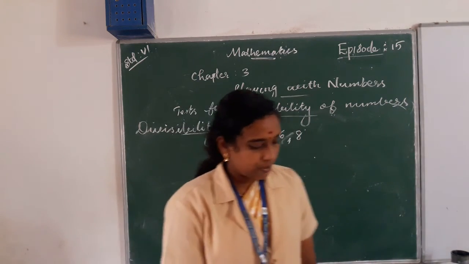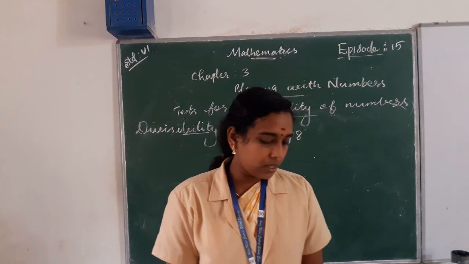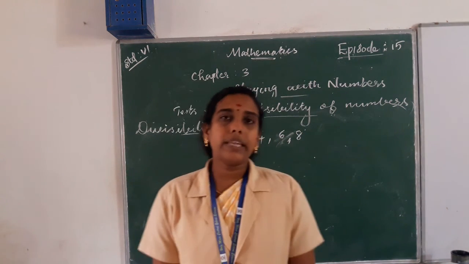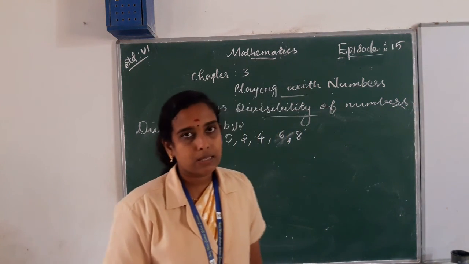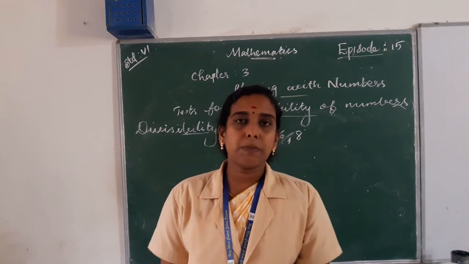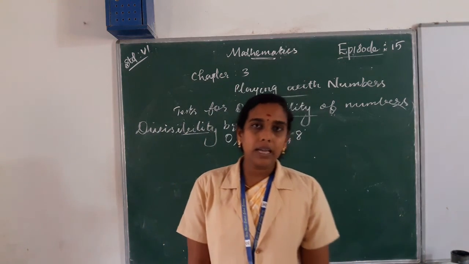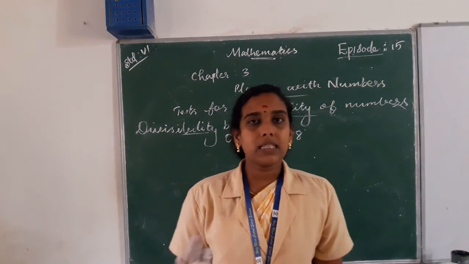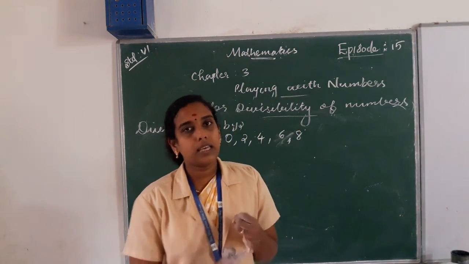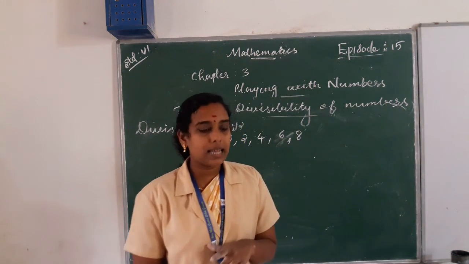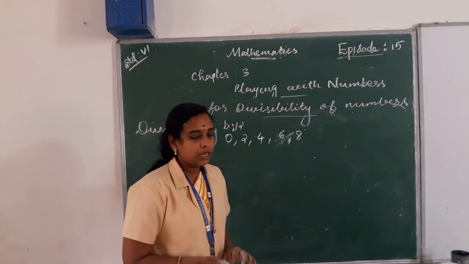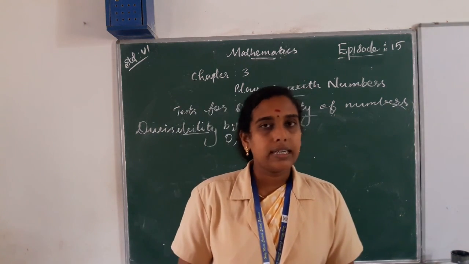So these are the easy ways to find the divisibility by 10, 5 and 2. For divisibility by 10, a number having 0 in its ones place is divisible by 10. A number having 0 or 5 in its ones place is divisible by 5. And if the digit at the ones position is 0, 2, 4, 6, 8, then that number is divisible by 2. And the next one is divisibility by 3, which we will discuss in our next class.